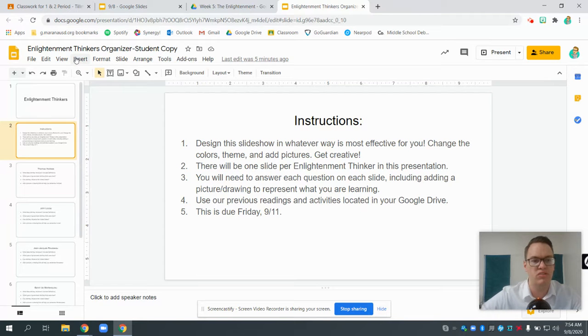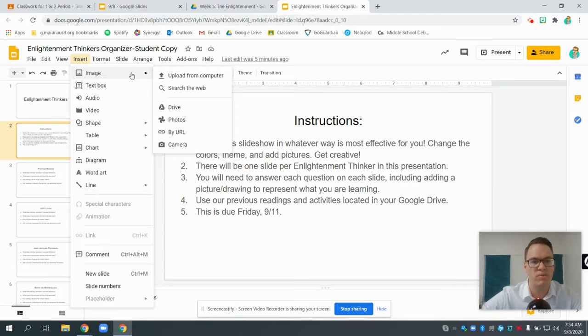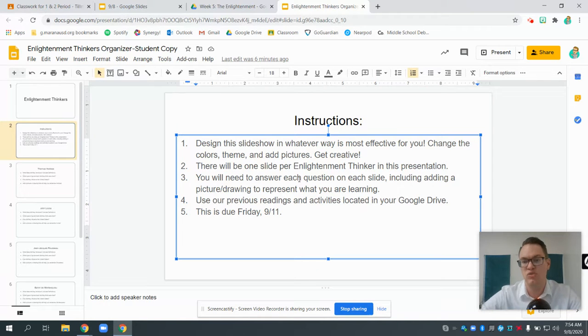You can also insert pictures. You can go up here to image, search the web. That'll bring up something on the right-hand side of the screen, and you can type in something that you want to get in, like a turtle is going to help me remember something. Type in turtle, bring turtles in. Okay. So you get to change the colors, theme, add pictures.